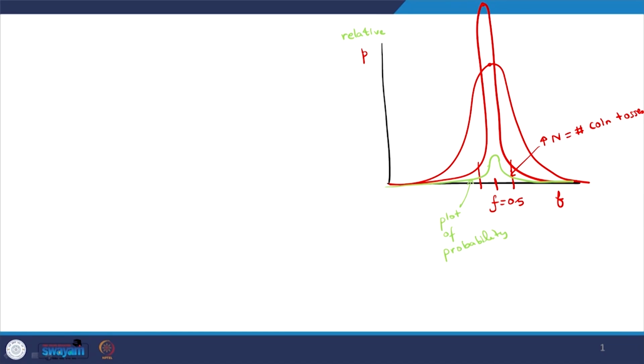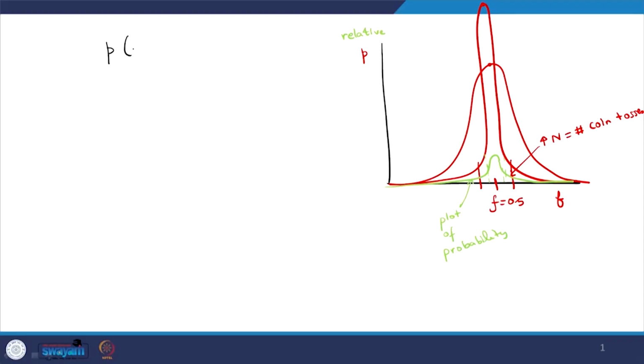So, what if I, instead of looking at the probability values, look at the probability for the fraction to be in a certain range. If I rephrase the question and I ask what is the probability that my f is between 0.45 and 0.55, that probability is going to increase as I increase the number of tosses. The reason being that the distribution has narrowed, right.